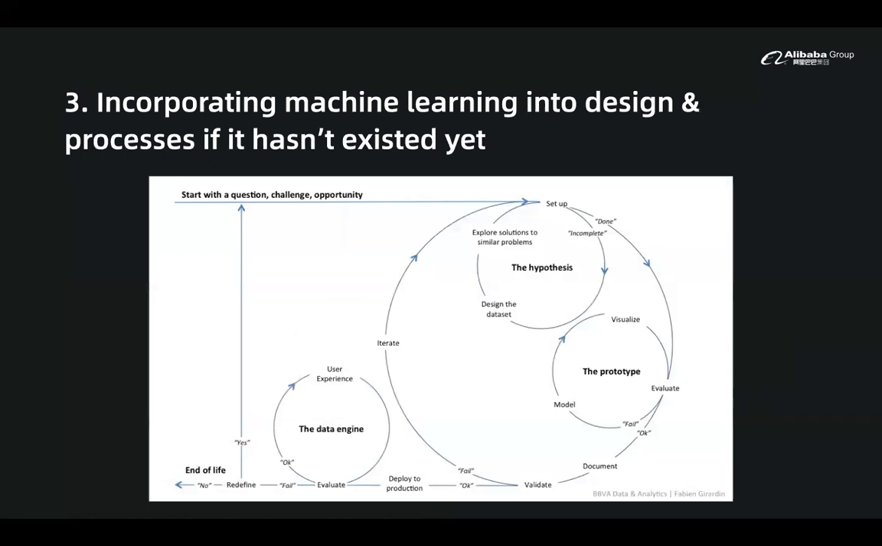And number three, incorporating machine learning into the design or the design process if it hasn't existed yet. So we can definitely start adding AI or machine learning as a tool to help us with user research or data analysis, or improve our design efficiency, or even do auto testing of UI. If your product has not added machine learning or AI yet, try to think if you can add personalization or if you can add some feature to predict user needs.